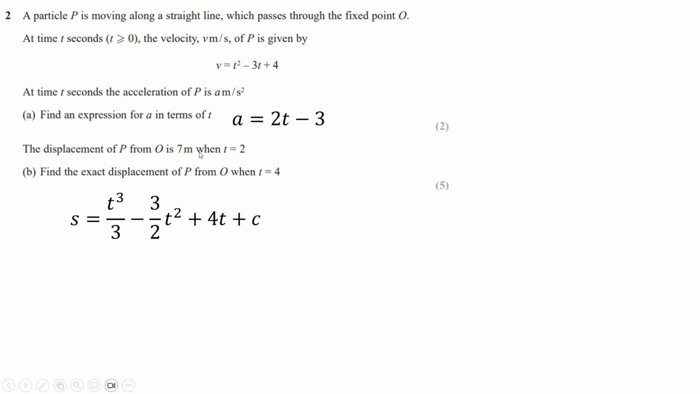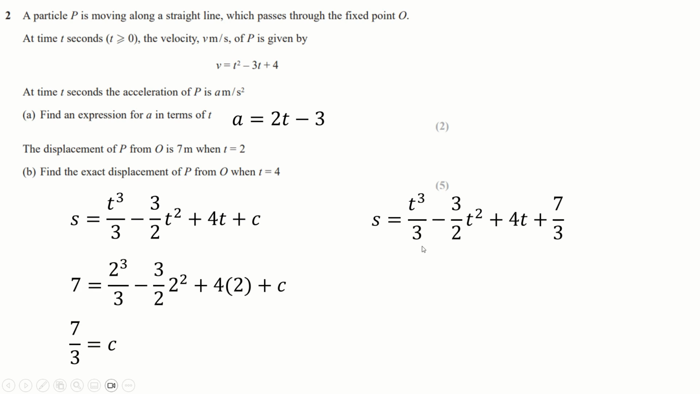I'll call displacement s. Just integrate these three terms, and of course add in a c. And we have this initial condition here. s is 7 when t is 2, so substitute that information in, and we'll solve for c as this, and then we'll write it out like this. And then it says find that displacement, so find this value s when t is 4, so substitute 4 into here, and type that in a calculator, and you get this for our answer, which is good.